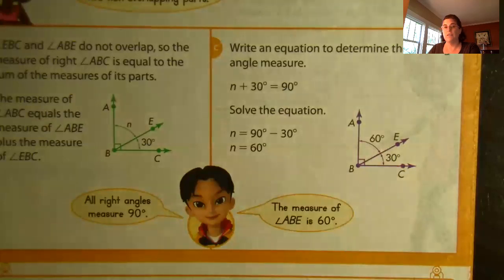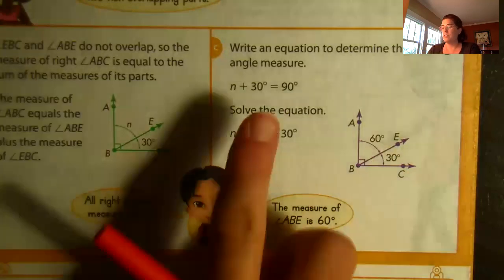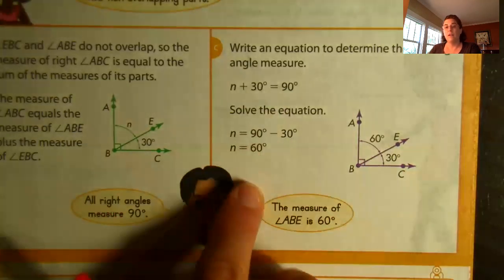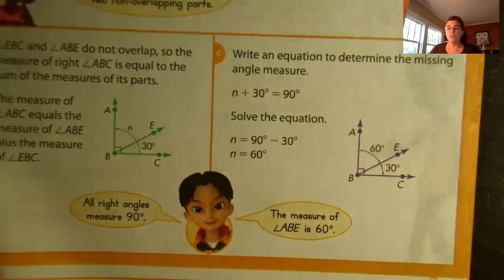All right, so we're going to use all of that information that we know, and we're going to be using that to write equations just like they did here on the page, and then solve them for the missing angle. So let's go ahead and take a look at your practice page for today.